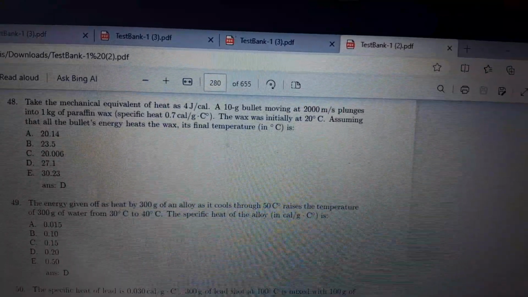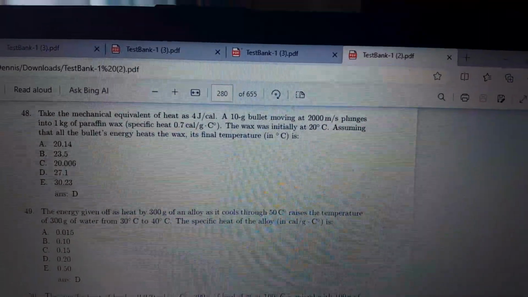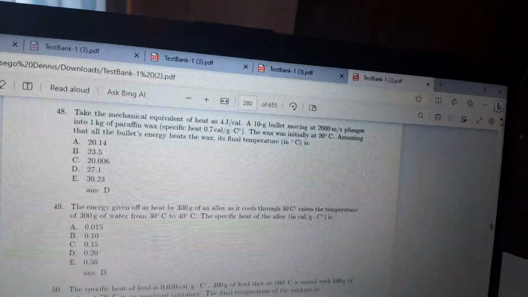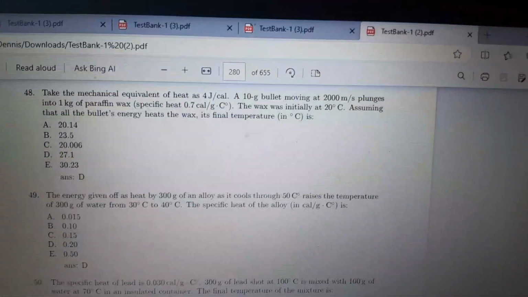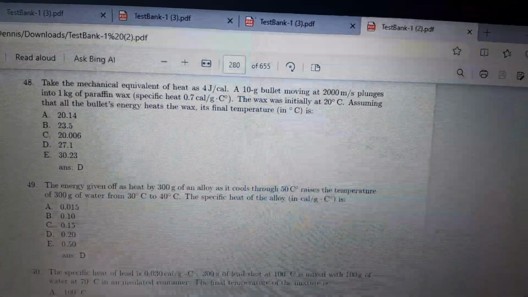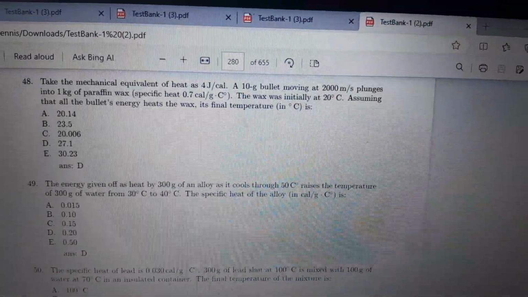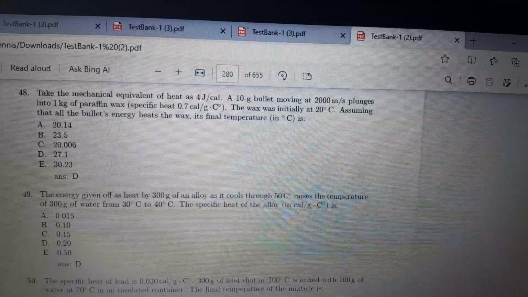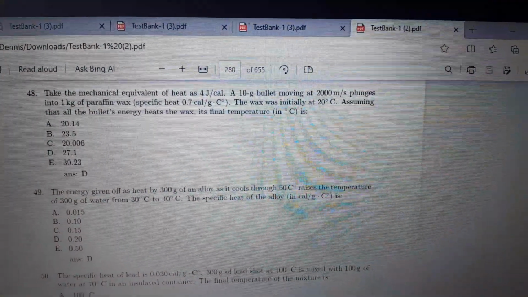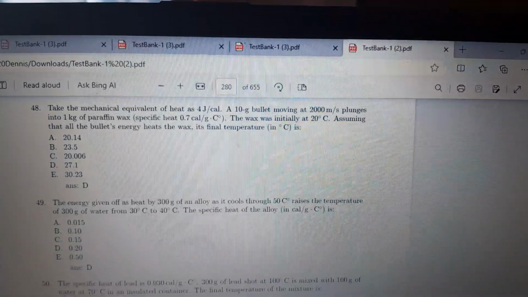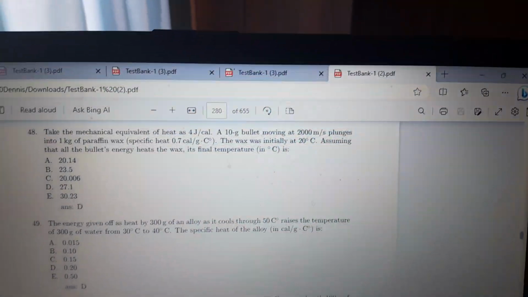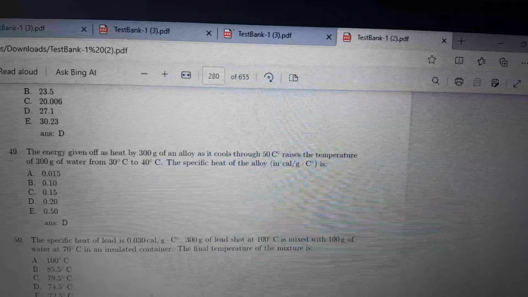A 10-gram bullet moving at 2000 meters per second plunges into 1 kilogram of paraffin wax, with a specific heat of 0.7. The wax is initially at 20 degrees Celsius. Assuming that all the bullet's energy goes into the wax, the final temperature is what? It's 27.1. I don't know how they determine that.